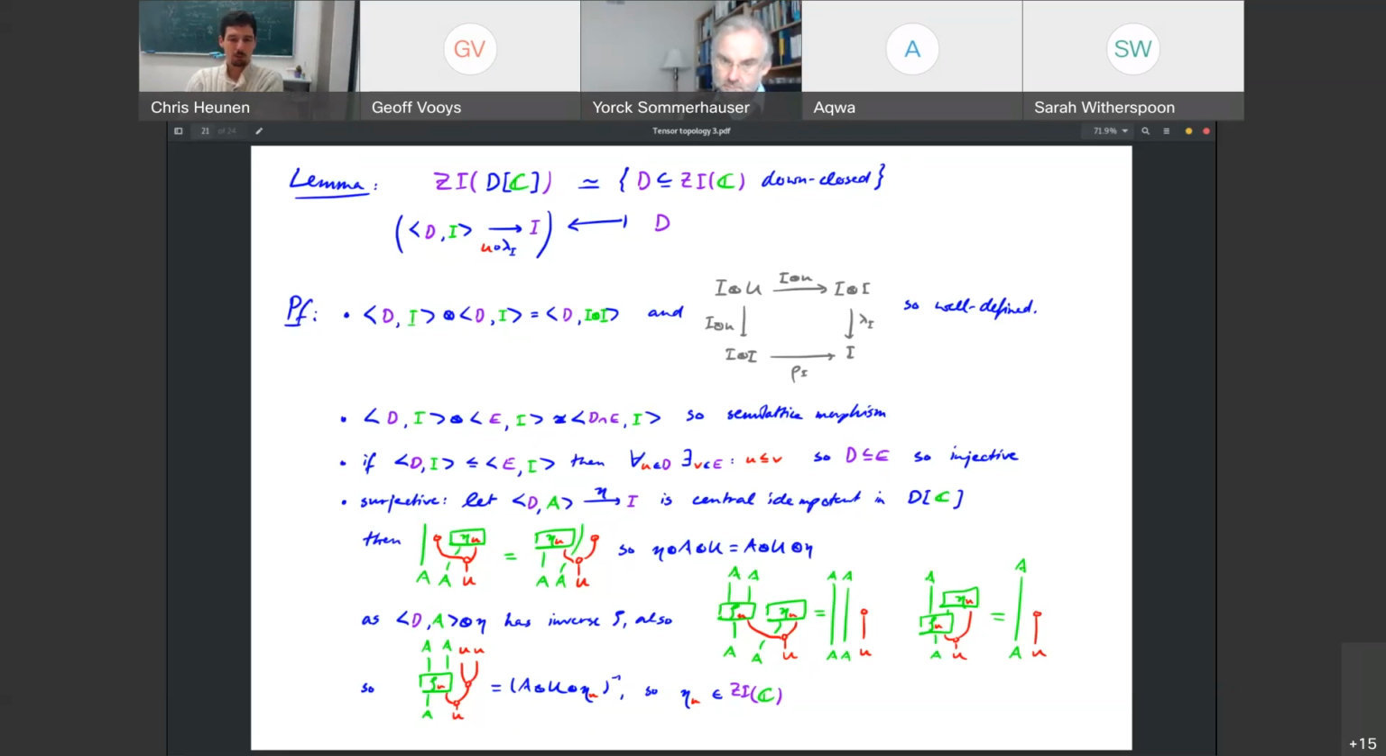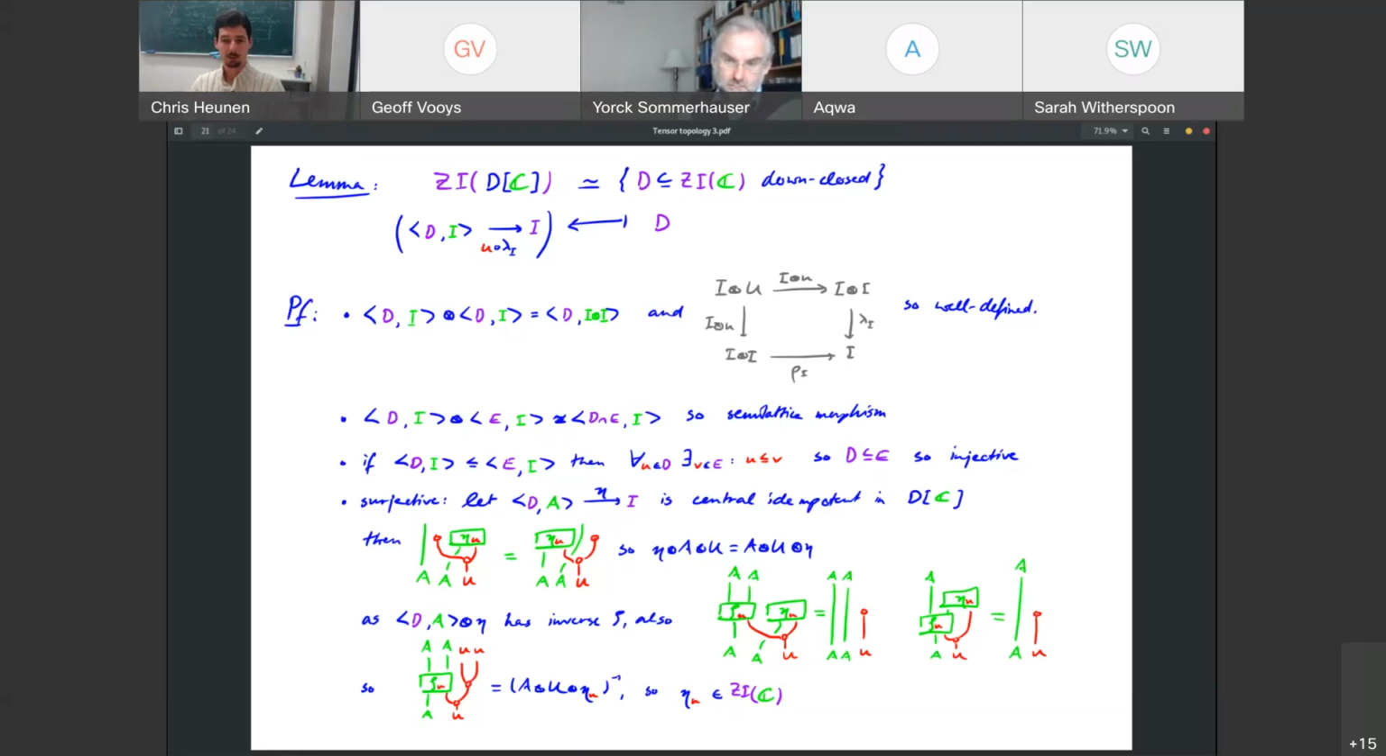That's the claim. Now to prove this claim, I have to prove various things to you. First of all, that the map I described is actually well defined. So the thing I defined on the left is actually a central idempotent in the new category. That's fairly straightforward and mainly a matter of chasing definitions. I put them on this slide, but I don't think it's very useful to go through them.